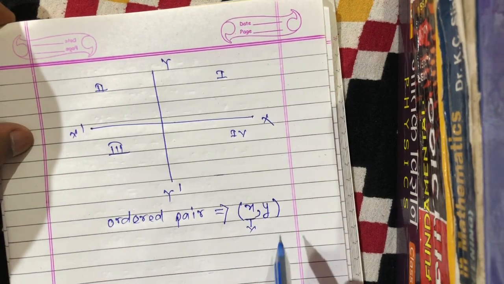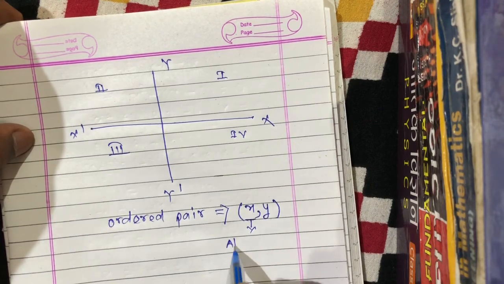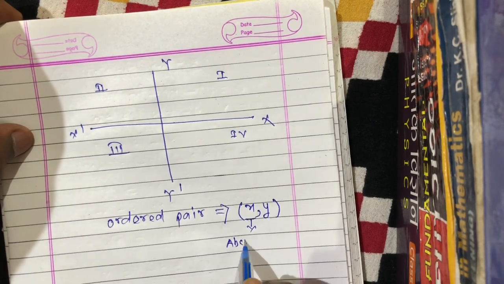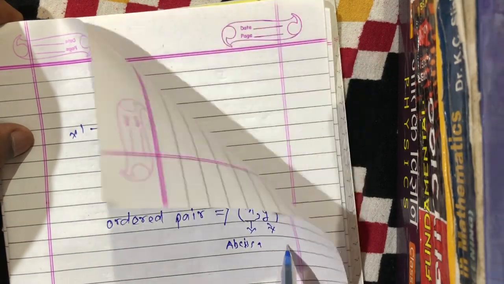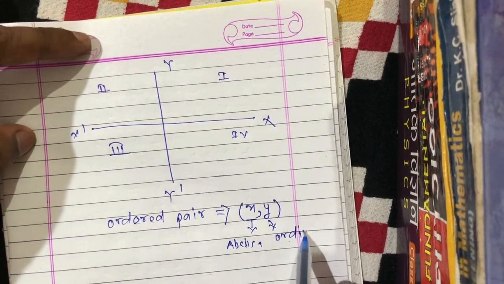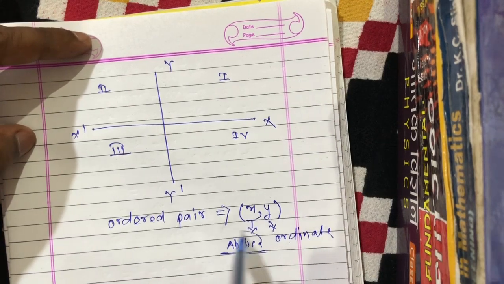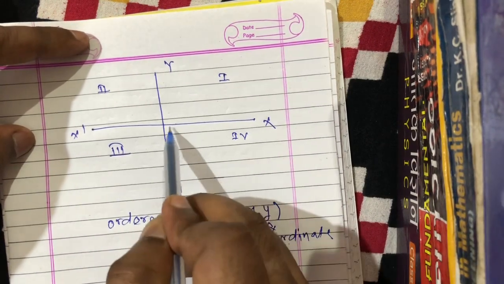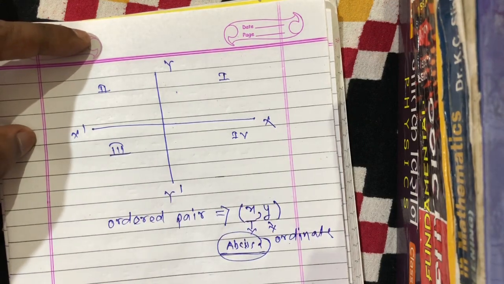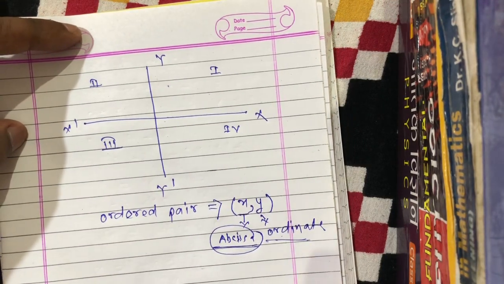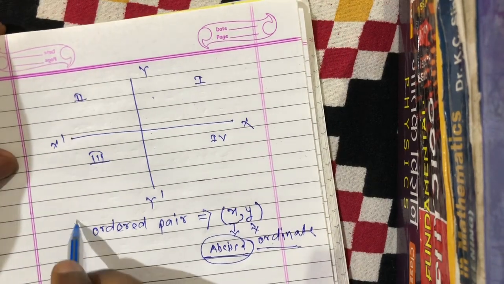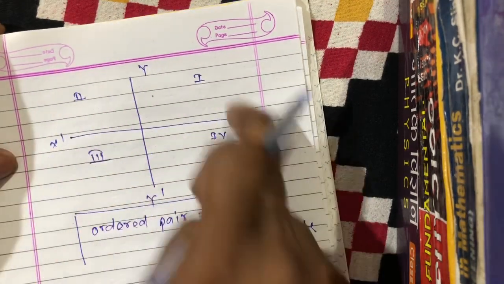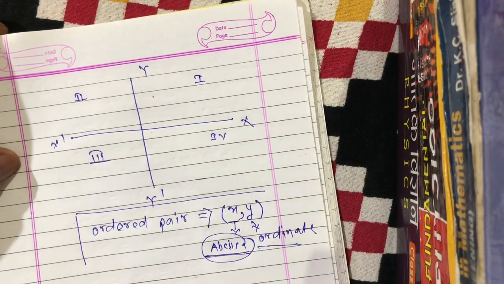The first value is sometimes also called the abscissa, and the second value is also called the ordinate. That is, abscissa means the distance measured along the x-axis and ordinate means the distance measured along the y-axis. So to represent a point on a plane, first we should know the sign convention for these coordinate axes.